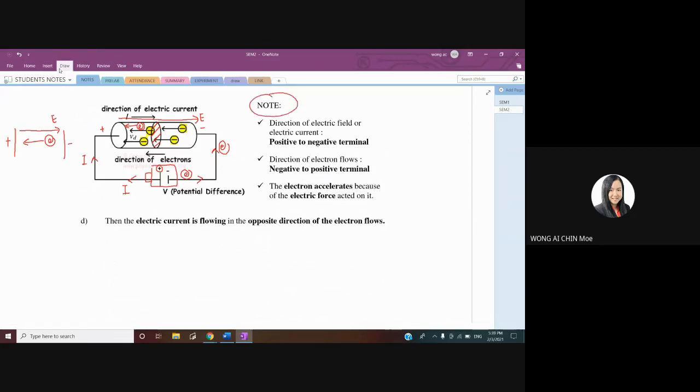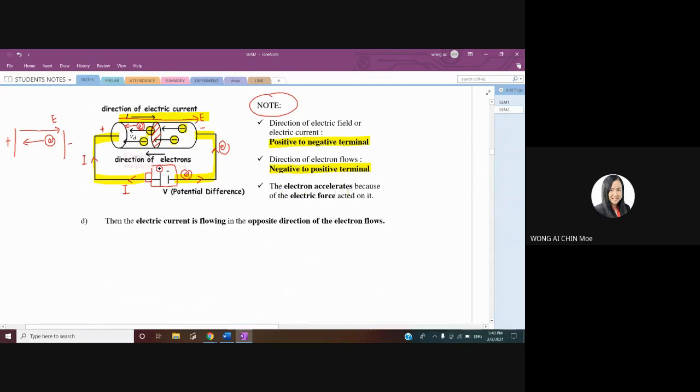You must understand that the direction of the electric field or the electric current is from positive to negative terminal. This is the current and also the electric field. The direction of the electron is negative to positive, because it comes out from the negative terminal and then goes to the positive terminal.